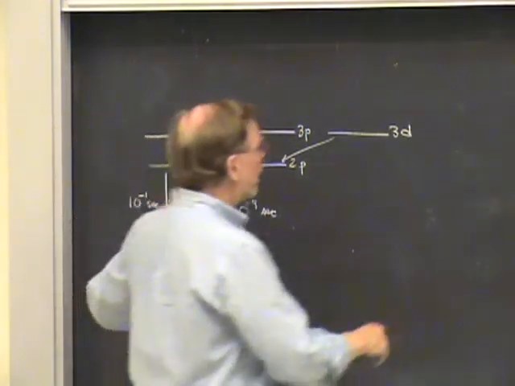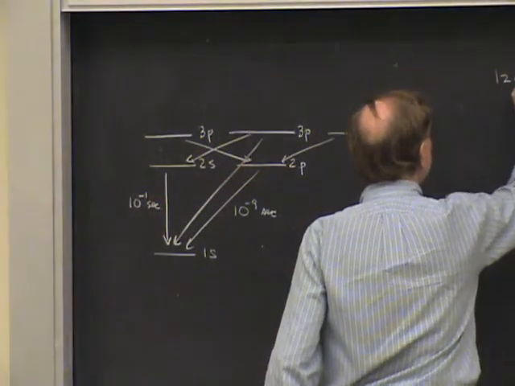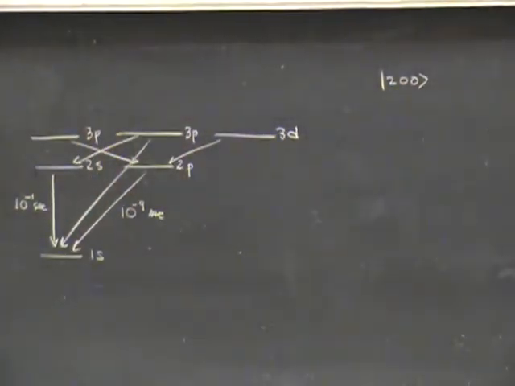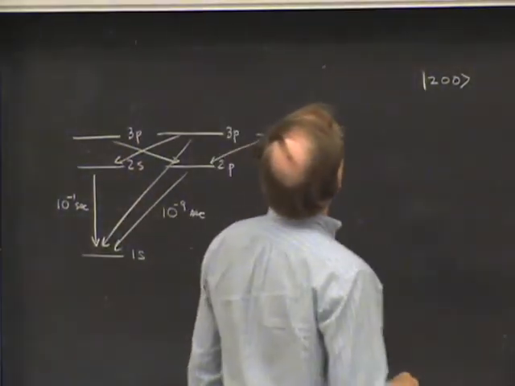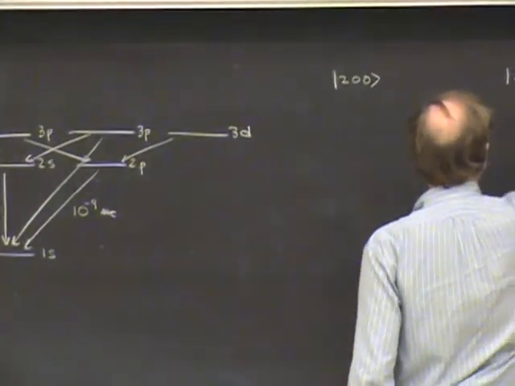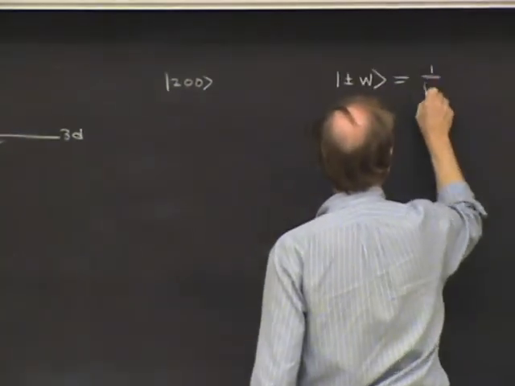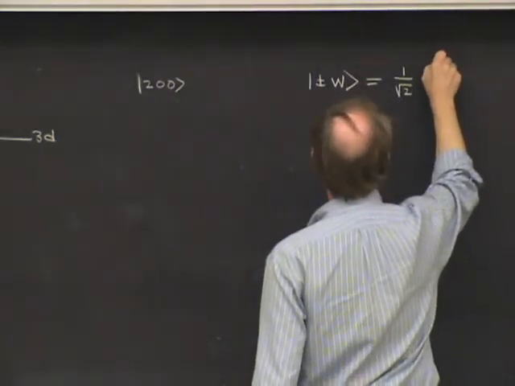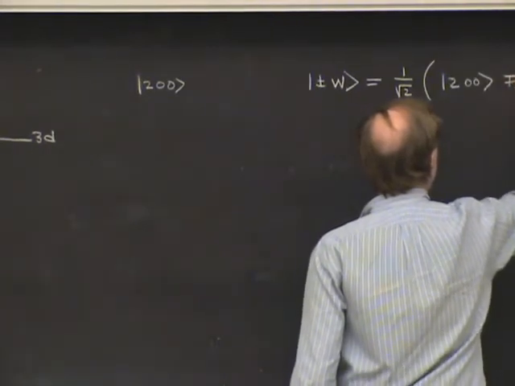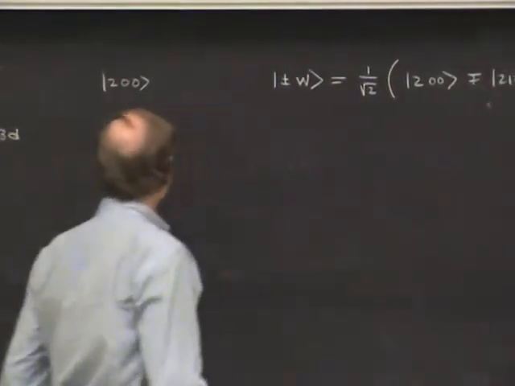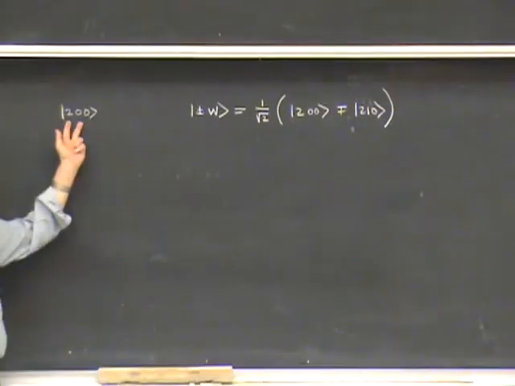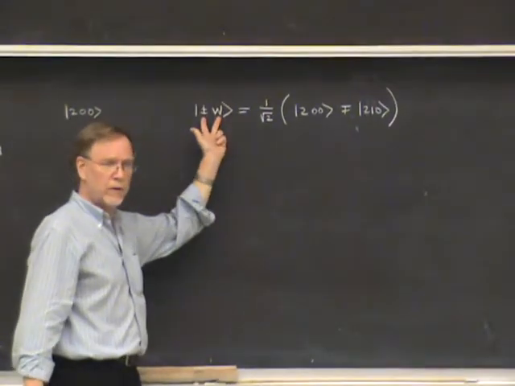Now the 2s state, if I write it in terms of the n, l, m quantum numbers, is the 2-0-0 state. And this is an eigenstate of the unperturbed Hamiltonian. But if we turn on the electric field, it is not an eigenstate of the perturbed system, because those eigenstates are plus and minus W, which, since it's now covered up, I have to rewrite. It's the 2-0-0 minus or plus the 2-1-0, like this. So in the presence of the electric field, the 2-0-0 is no longer an energy eigenstate.